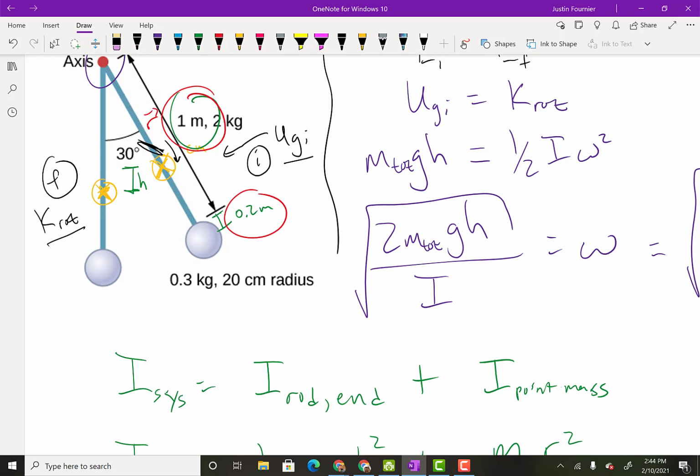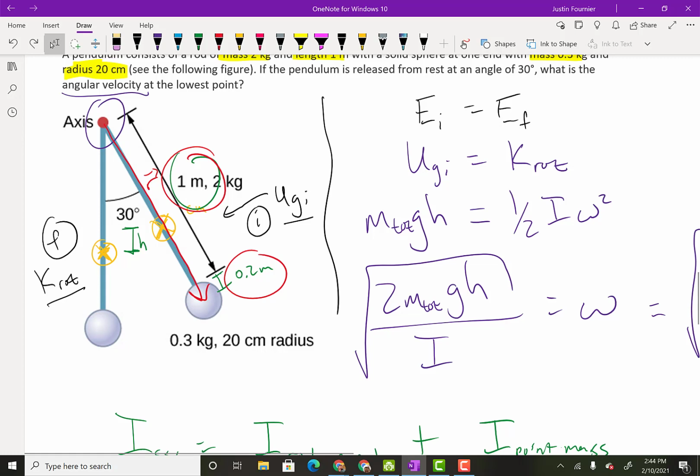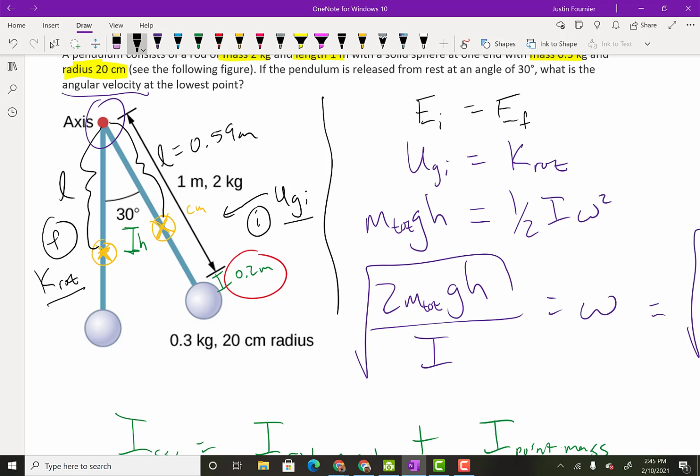So that makes sense to me at least. Let's get rid of that and simplify things. I'm going to get rid of this r just to simplify what I got here. So this distance here I'll call a length L, and L equals 0.59 meters. And that means this length is also L.